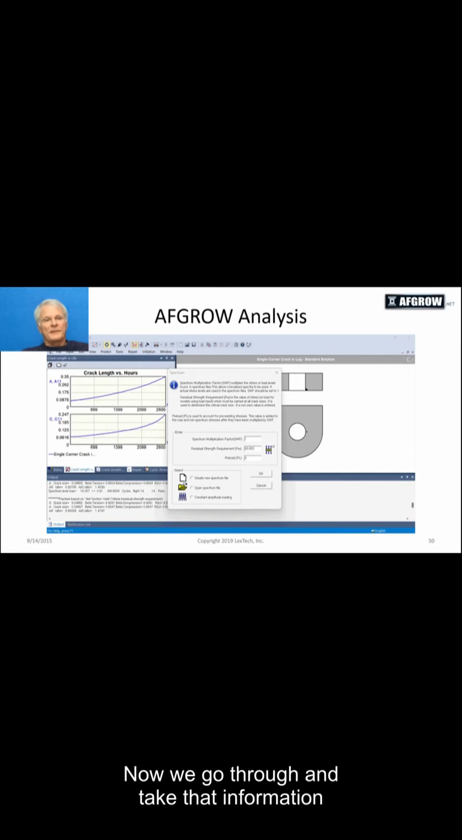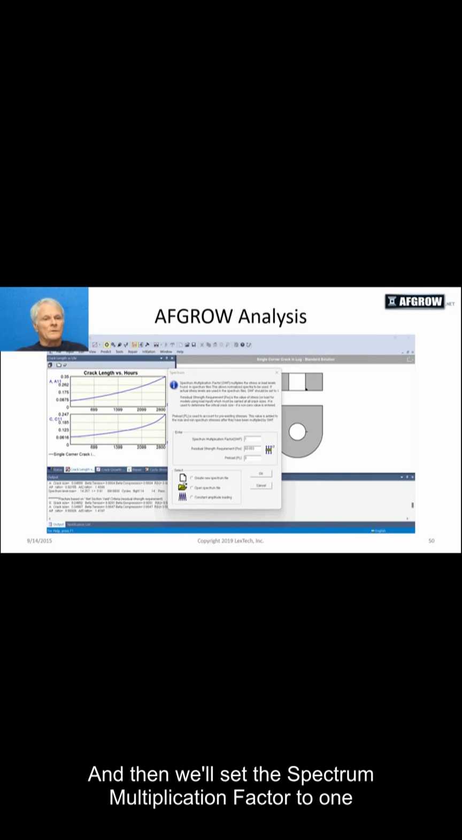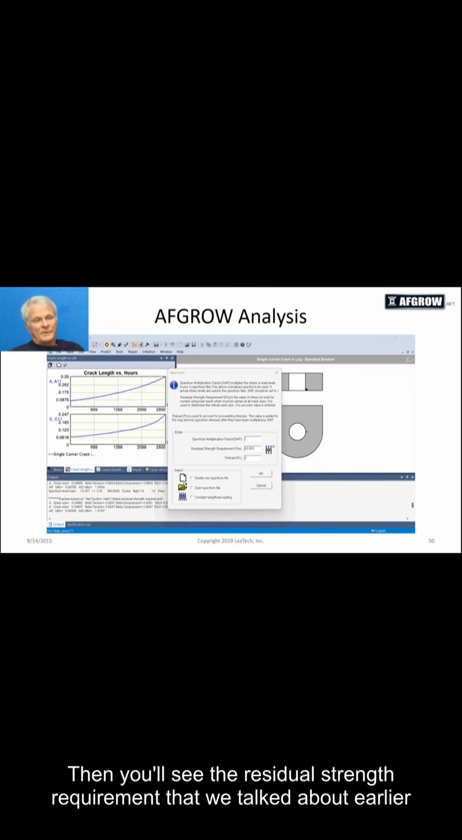We go through and take that information and put it into AFGROW, and we'll use the lug model. Then we'll set the spectrum multiplication factor to 1, because we actually have the loads, the actual bearing loads, in the spectrum, and then you'll see the residual strength requirement that we talked about earlier.